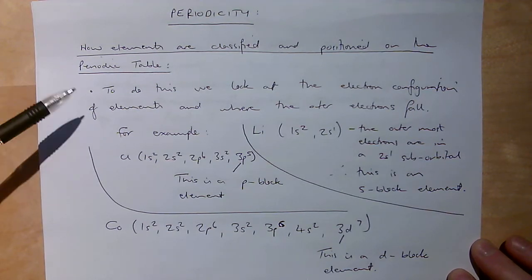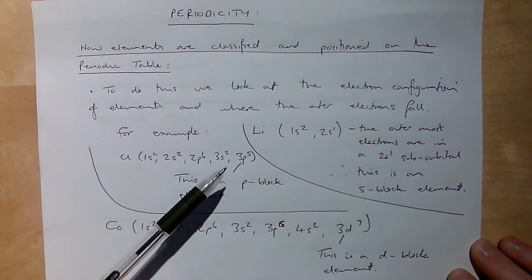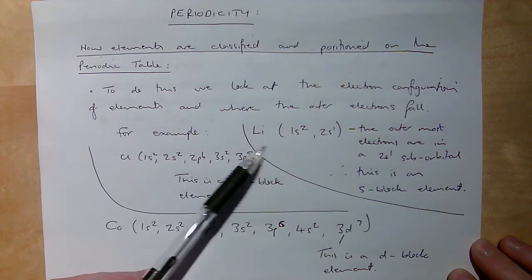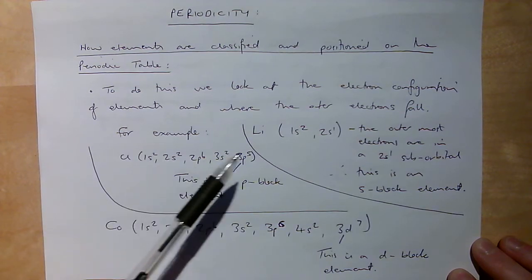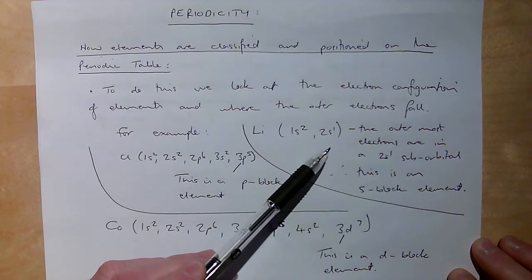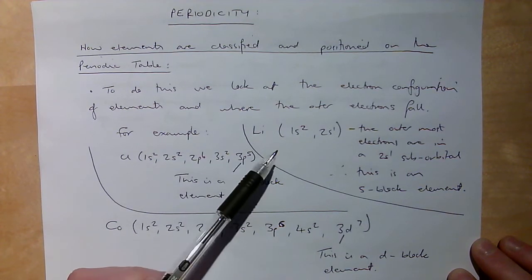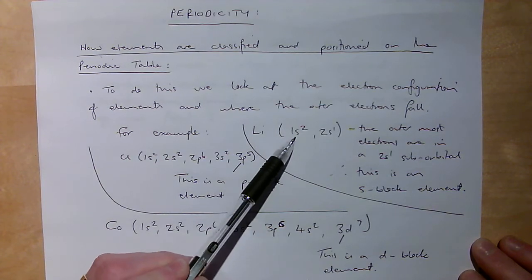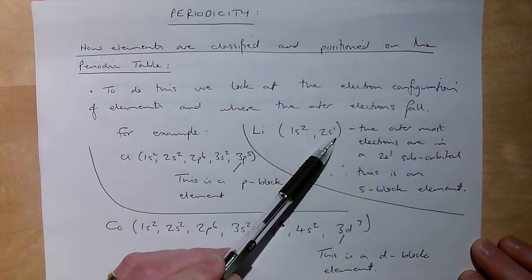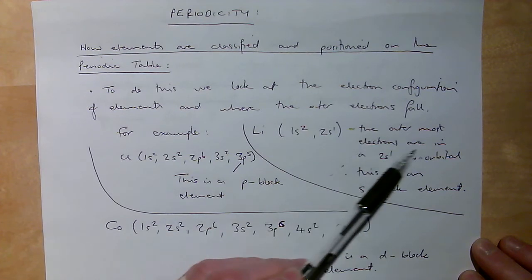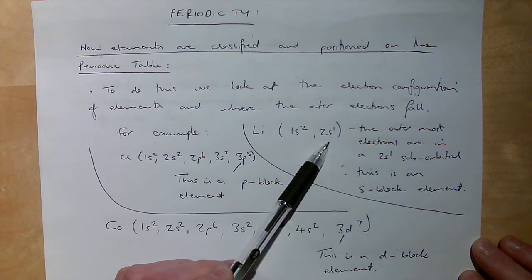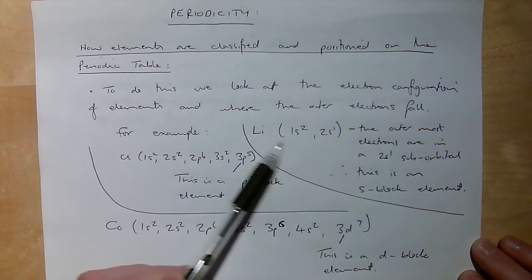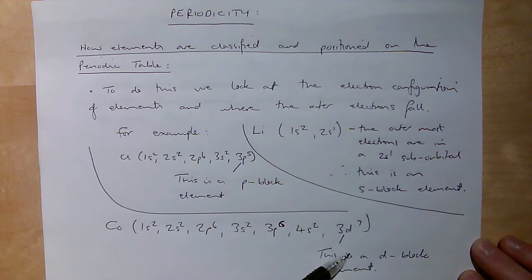Well, the first thing that you need to be able to do is write your electron configurations for each element, and then once you've done this, you can see where the outer electrons lie in that configuration. So for example, if I take the element lithium, its electron arrangement is 1s2, 2s1. So the outermost electrons are in a 2s1 suborbital. Therefore we classify lithium as an s block element.